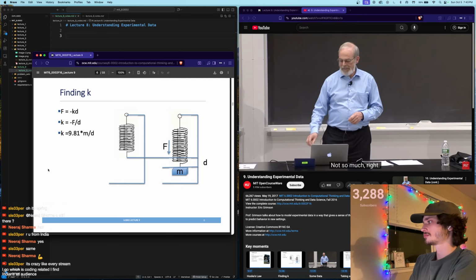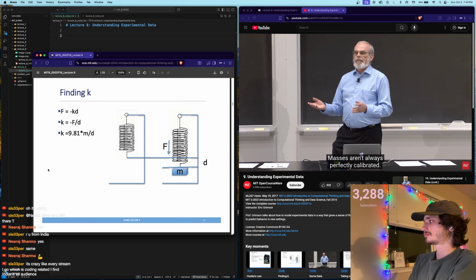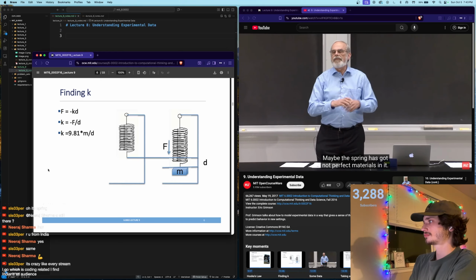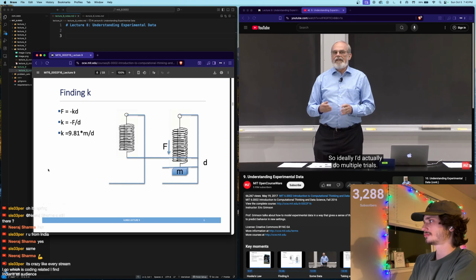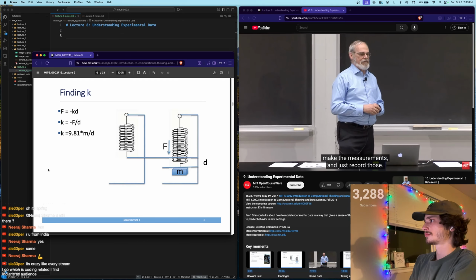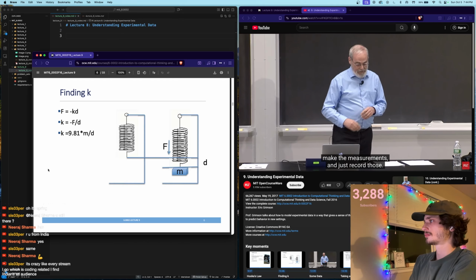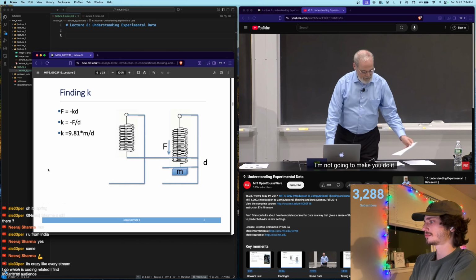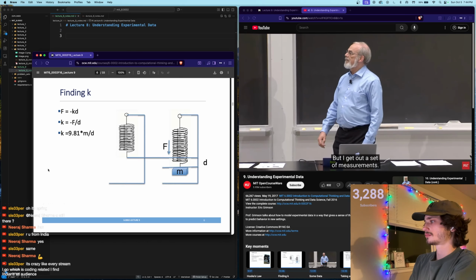Not so much, right? Masses aren't always perfectly calibrated. Maybe the spring has got some not perfect materials in it. So ideally, I'd actually do multiple trials. I would take different weights, put them on the spring, make the measurements, and just record those. So that's what I'm going to do, and I've actually done that. I'm not going to make you do it. But I get out a set of measurements.